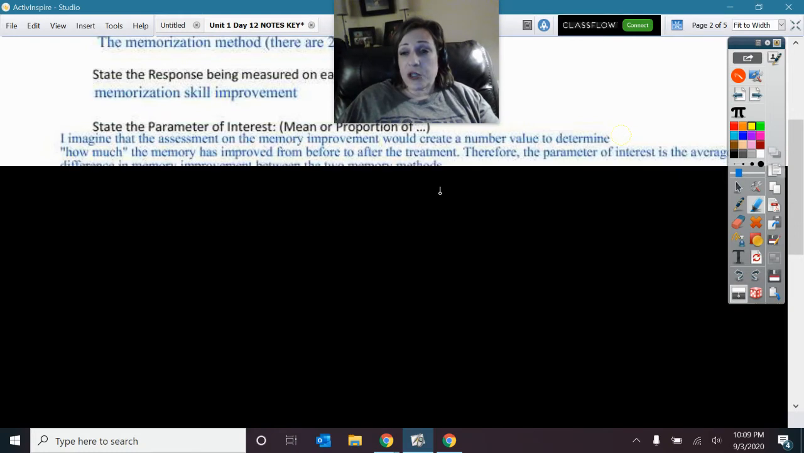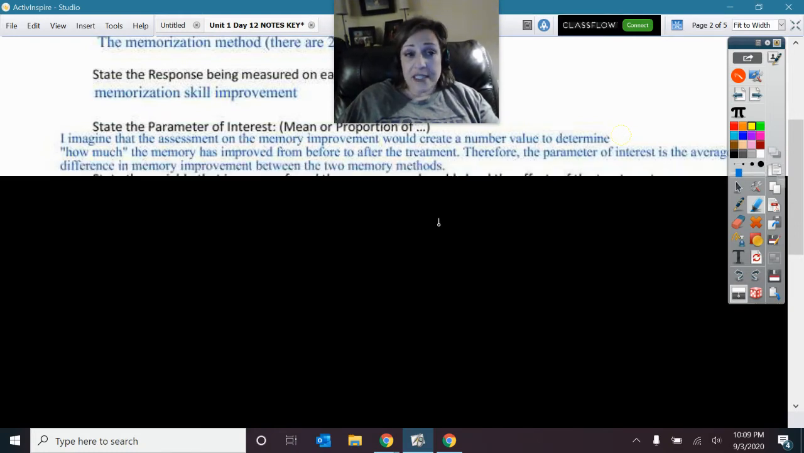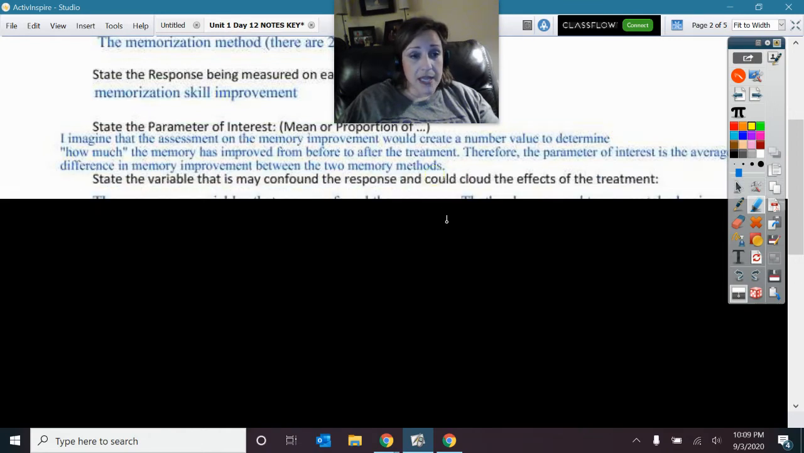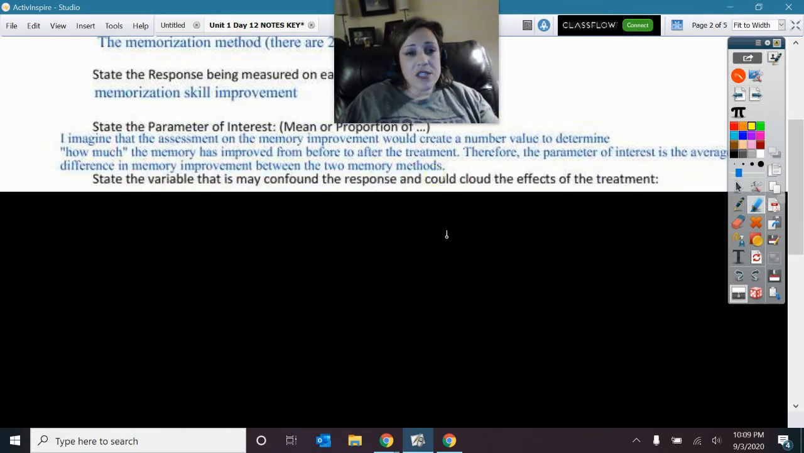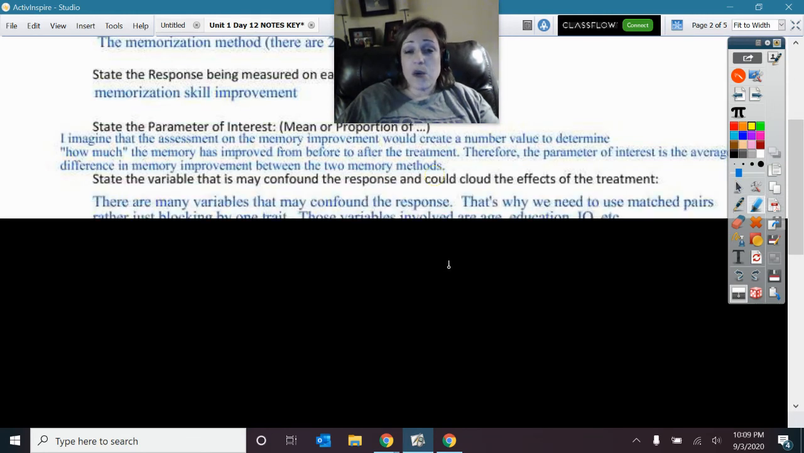Therefore, the parameter of interest is the average difference that memory improvement did between those two memory methods. Okay, the average, because I figured it'd be numerical. All right, so state the variables that may confound the response. What could confound the issue and cloud it so we can't see the effects?